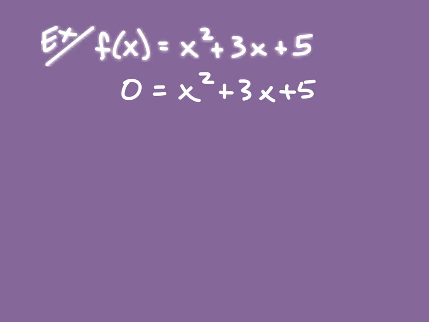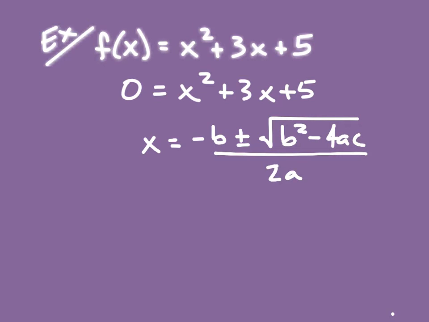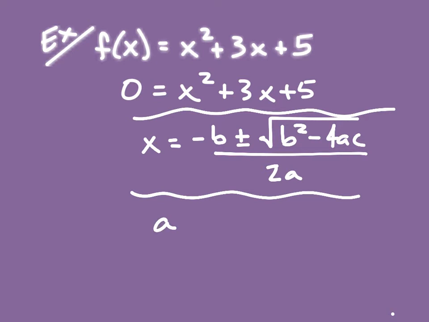To remember the quadratic formula, x is equal to opposite b plus or minus the square root of b squared minus 4ac all over 2a. That comes from an equation in standard form, ax squared plus bx plus c is equal to 0. So what we have to do is identify our a value, our b value, and our c value and plug them into our quadratic formula.